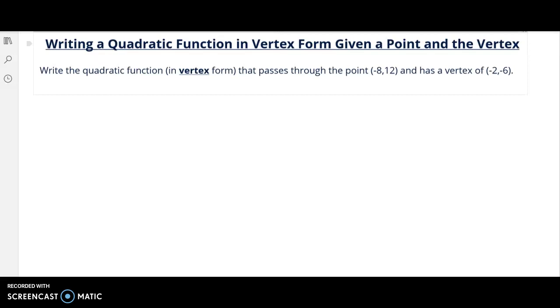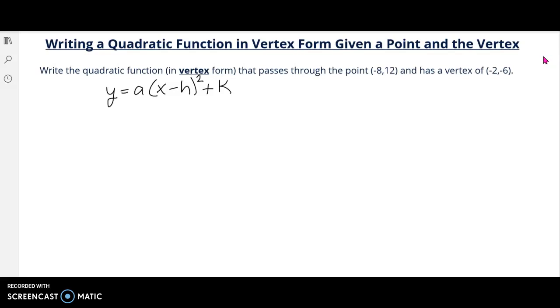Hi there, everyone. So today we're going to be looking at how to write a quadratic function in vertex form when you're given a point on the parabola and the vertex itself. So first we should probably review what vertex form looks like. Vertex form, for those that have forgotten, is y equals a times (x minus h) squared plus k.